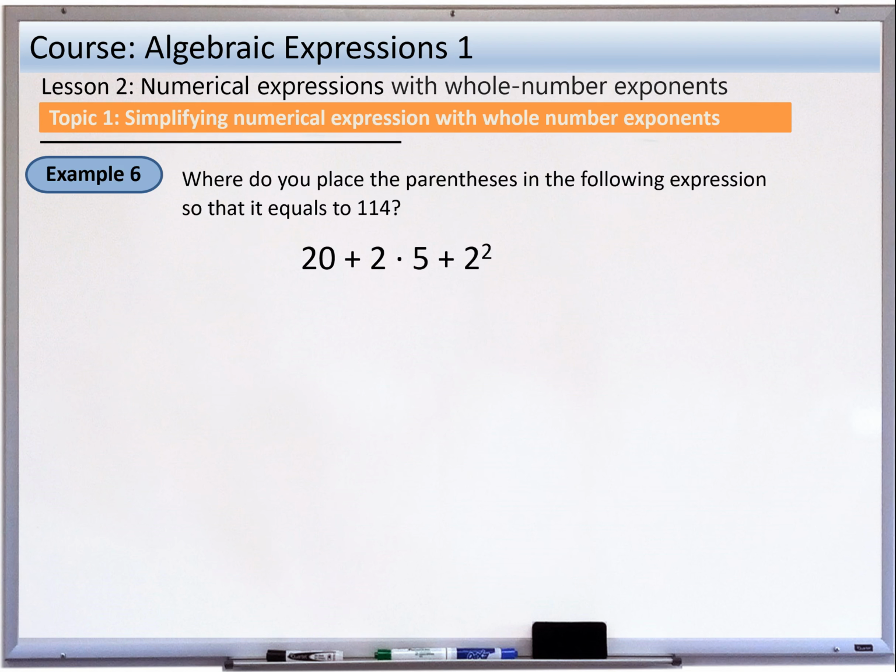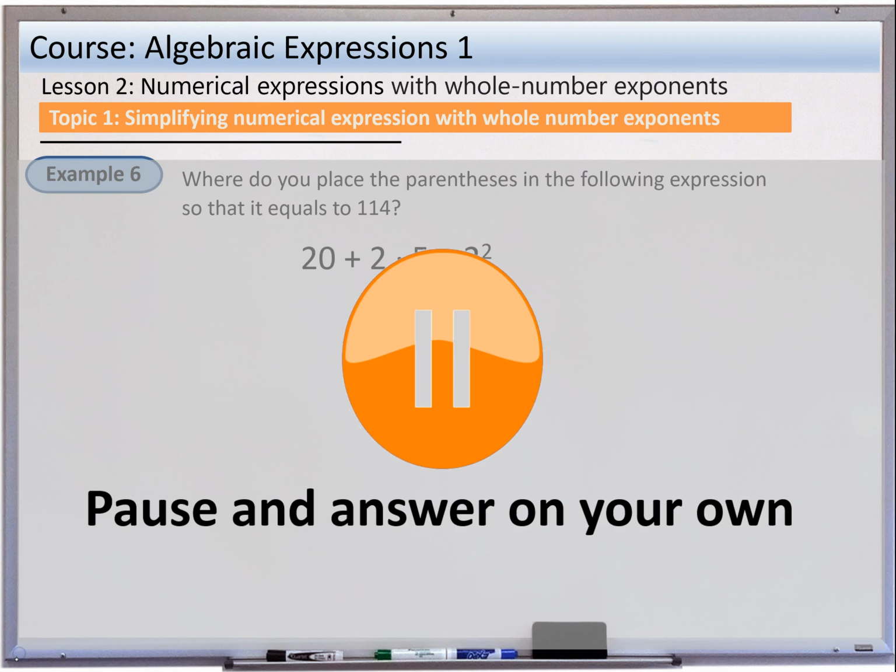All right. This next problem says, where do you place the parentheses in the following expression so that it equals 114? Just in case you're a little confused, you can put the parentheses here. Try it. You can put them here. Try it. Put them anywhere you want to see what order of operations will give you a value of 114. So in case you understand that question, I'm going to go ahead and ask you to pause.